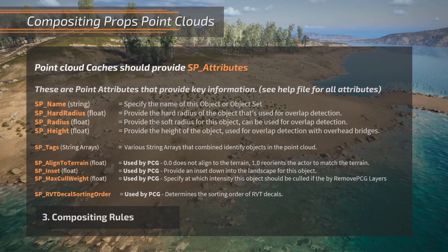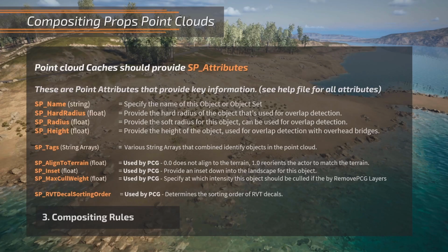They are basically a series of string arrays that combine to identify objects in the point cloud. We also have a bunch of other attributes down here which are used directly by PCG, but also by the biome spawner tool, for instance. So we have the attribute here that tells if the object should align to the terrain. If it's 0, it will not align to the terrain, but if it's 1, it will reorient and make the actor match the orientation of the terrain. So whatever gradient in between there, you can make an object either stand straight up or angle with the slope.